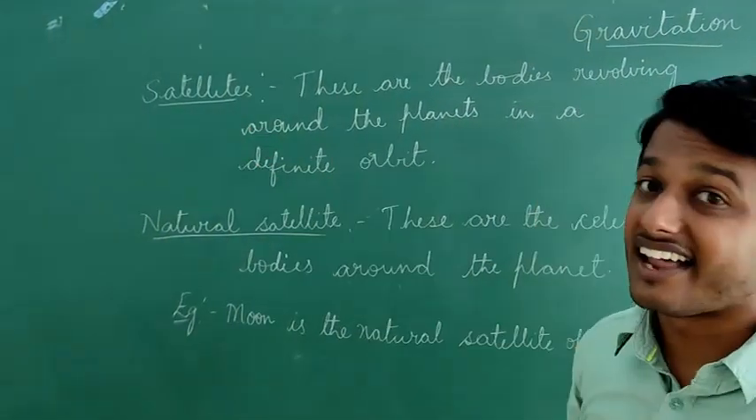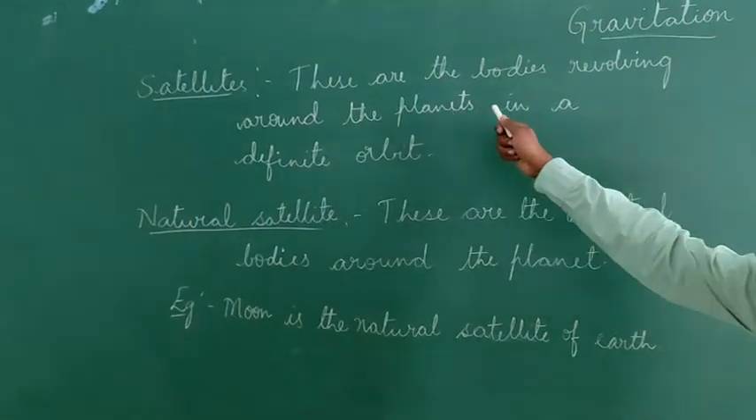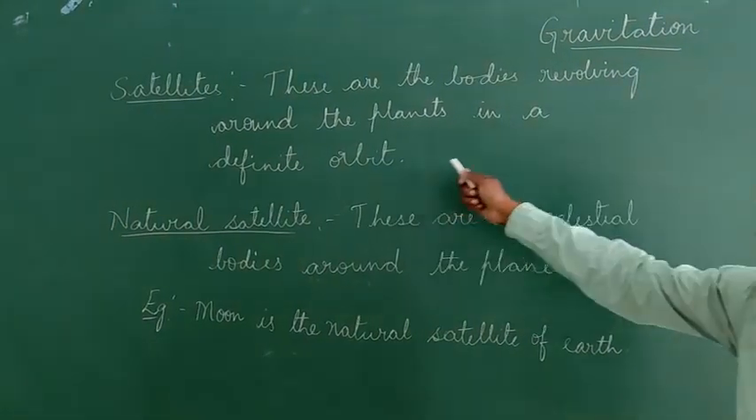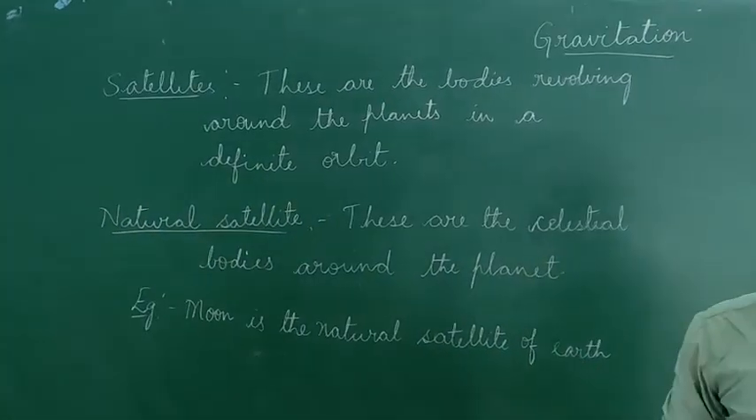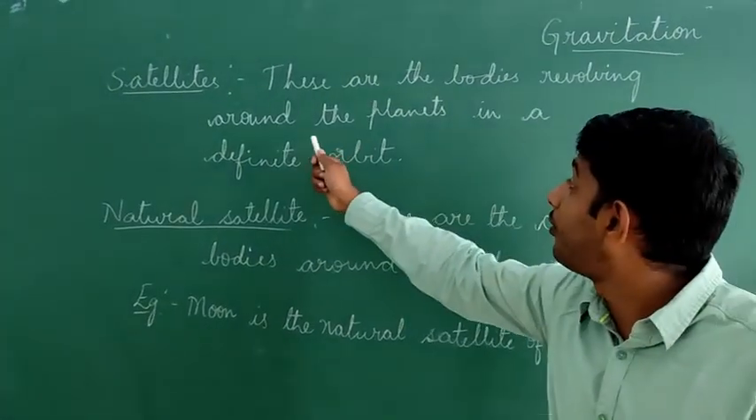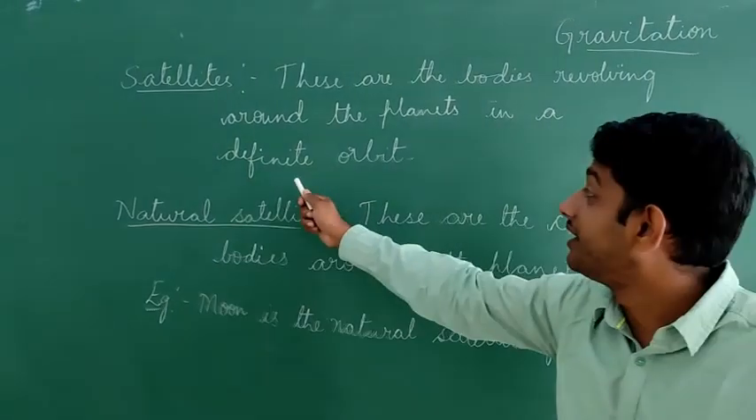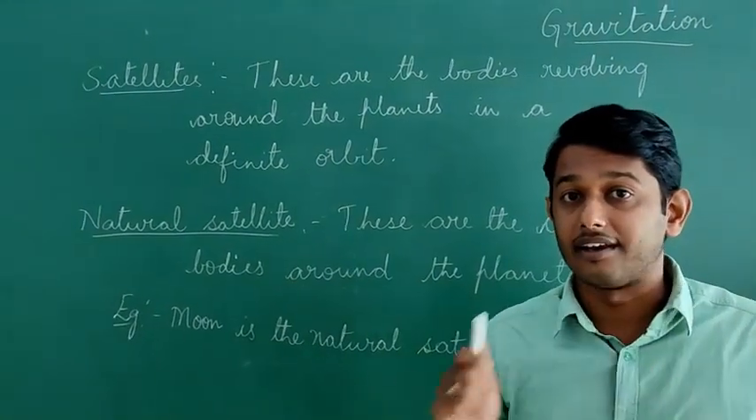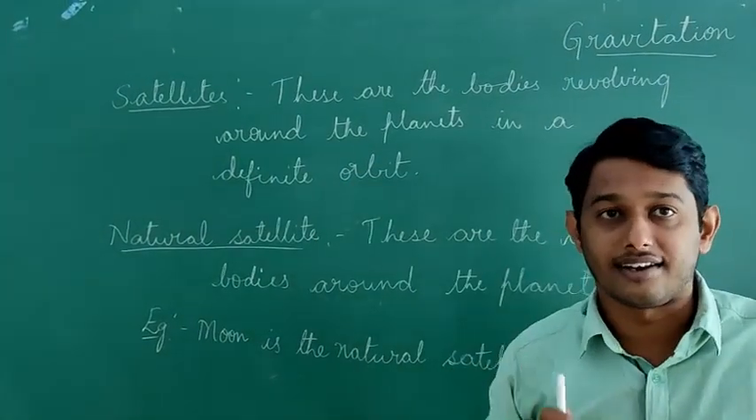So what are satellites? Satellites are the bodies revolving around the planet in a definite orbit. I'll repeat again. These are the bodies revolving around the planet in a definite orbit. So anything that revolves around a planet is called a satellite.